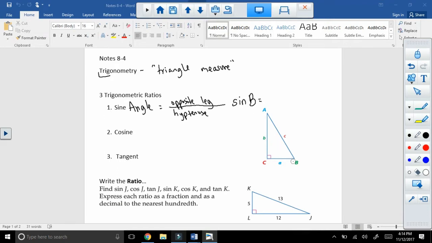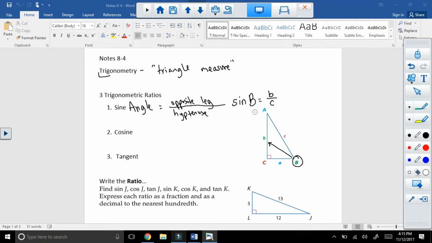Well, what you do is you look at the leg that is opposite from angle B. So out of these two legs, the one that is opposite from angle B is this one with a little b. And that's a trick that you can use. If you have the capital letters being the vertices, instead of naming this side AC, you could name it a lowercase b because it's opposite from capital angle B. And the hypotenuse is the one labeled C in this picture.